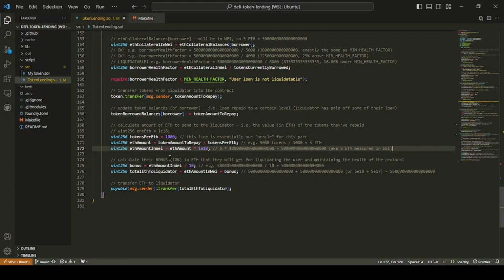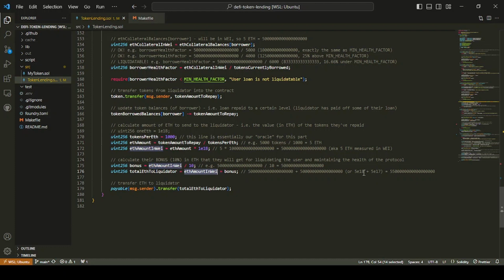Now we calculate their bonus. It's 10%, in ETH, that they will get for liquidating the user and maintaining the health factor of the protocol. So the bonus is going to be the ETH amount in Wei divided by 10. So again, it's 5 with 18 zeros after, divided by 10, which is actually 5 with 17 zeros after. I know it's hard to read, but that's what it is. And what you'll see then is total ETH to the liquidator is going to be the ETH amount in Wei, which is 5 with 18 zeros, plus the bonus, which is 5 with 17 zeros. And when we add them together, there we go.